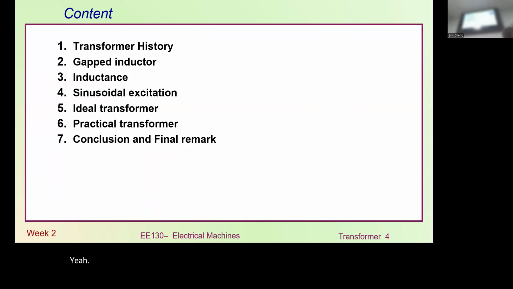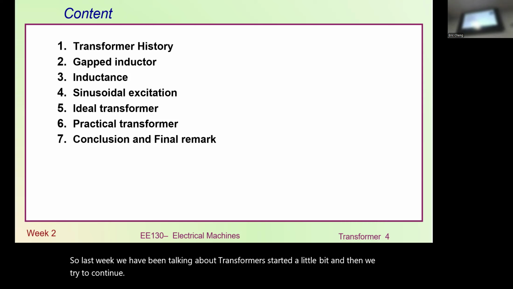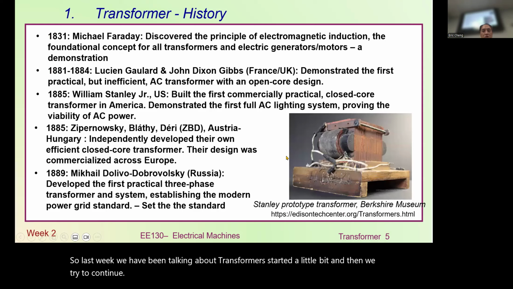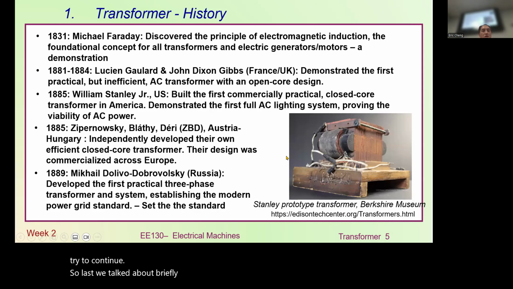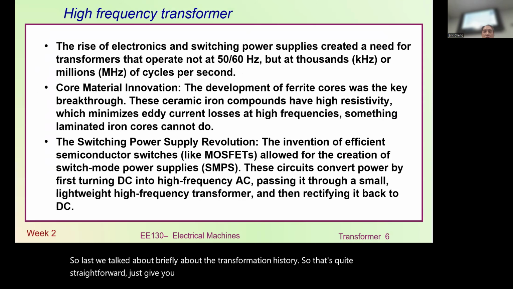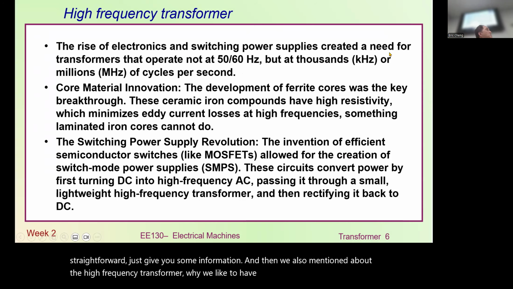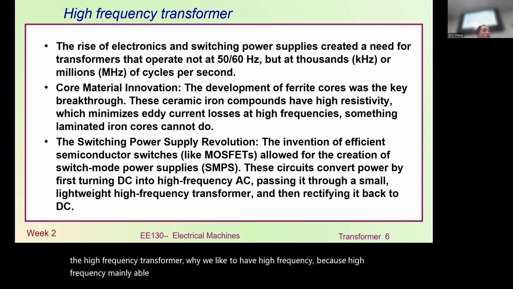So last week we have been talking about the transformer. We started a little bit and then we try to continue. Last week we talked briefly about the transformer history. That's quite straightforward, just to give you some information. And then we also mentioned the high frequency transformer. Why do we like to have high frequency? Because high frequency is mainly able to reduce the overall size of the components. So that's something we like to have.